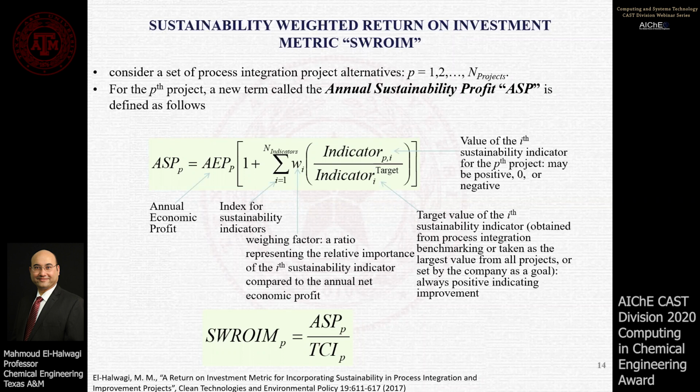And conversely, if the company has a return on investment which is less than the threshold value, but its sustainability weighted return on investment is higher than the minimum acceptable return on investment, then the company should go ahead and implement the project. So it gives the decision makers a framework that they are comfortable with in terms of making the decisions.